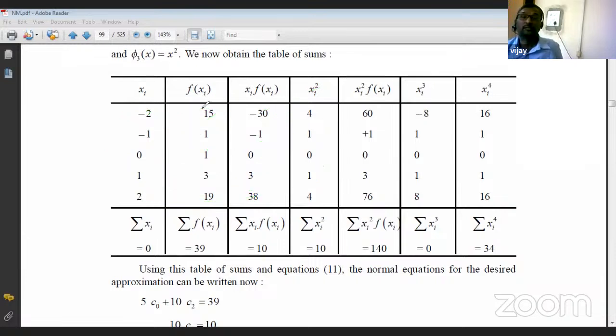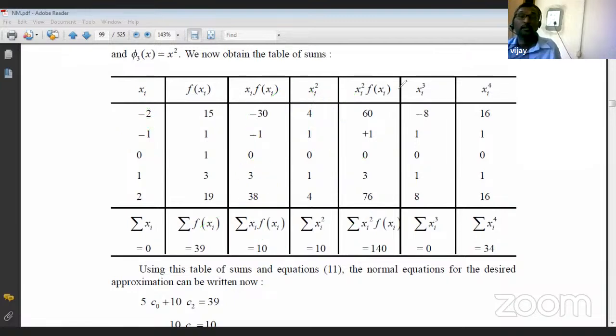Xi square. What is xi square? 2 squared is 4. Minus 1 squared is 1. 0 squared is 0. 1 squared is 1. So the total is 4, 8. 8 plus 4, 1, 5. 5 and 10. Here also you have to calculate. So xi value 2 into minus 15, 30. So minus 38 is 41. 41 minus 31, that's the value is 30.